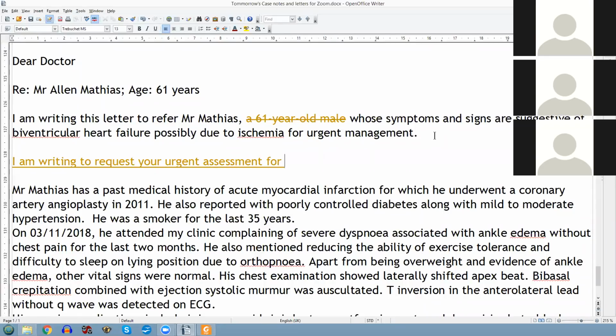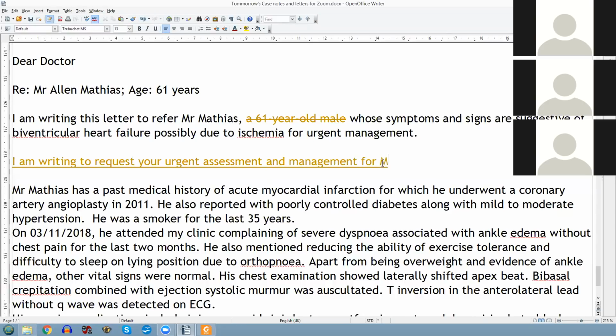Assessment for, I mean, the management part, we don't really need it, because it's obvious that he's not just going to assess him and not do anything about it. He is going to be doing something about it, because he's being sent, so you are sending the patient to him. So he's not just going to assess him and say, okay, that's it, bye. Obviously, he's going to do something about it. So you don't really need to include management. If you want to, okay. I'm writing to request your urgent assessment. But I think it's kind of obvious from the context.